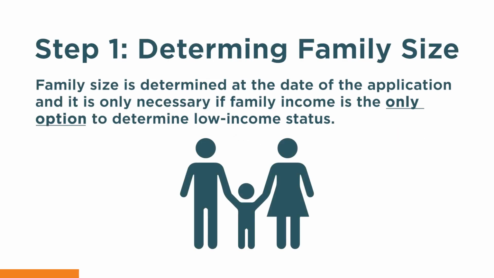Step 1. Determining family size. Family size is determined at the date of the application, and it is only necessary if family income is the only option to determine low income status. Members in the household who do not meet one of the categories identified in the WIOA definition of family are not included in the family size.